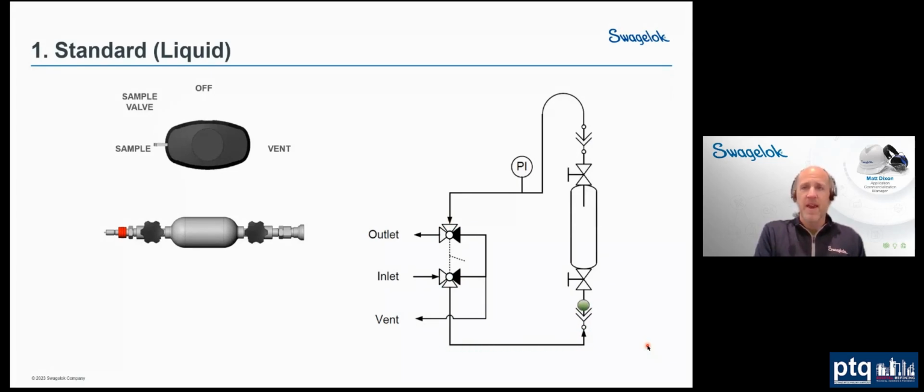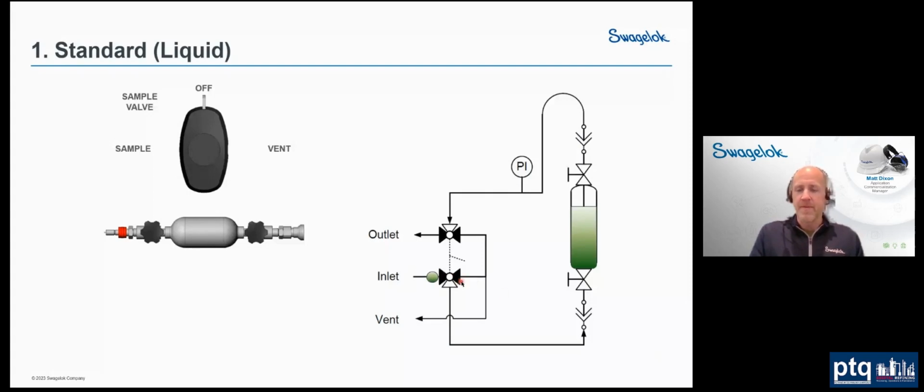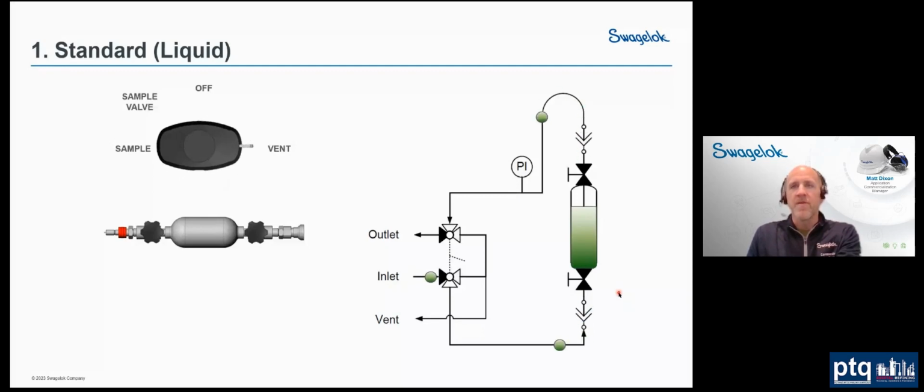So when we first go to the sample position, we start filling up our sample cylinder, and we're flowing from the inlet to the outlet through the panel. Now we can go to the off position, and you can see our flow is shut off to the inlet. We close our sample cylinder valve, so now our sample is isolated in our sample cylinder. And then we can vent the pressure on either side, and that goes off to the vents. And now that our quick connects are depressurized, we can go ahead and disconnect them, take that cylinder off to the lab to be analyzed.